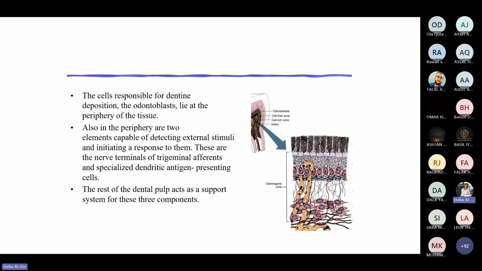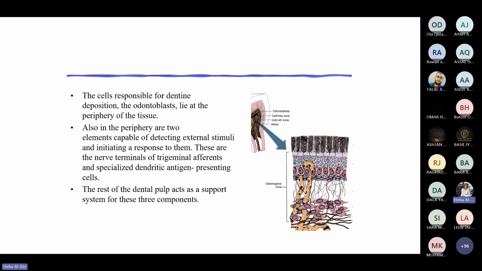If we look at the periphery of the dental pulp, or the junction between the pulp and the dentine, we will find a layer of columnar, polarized cells, covering the whole periphery or line between the pulp and the dentine. These are the odontoblasts, which are responsible for forming the dentine.